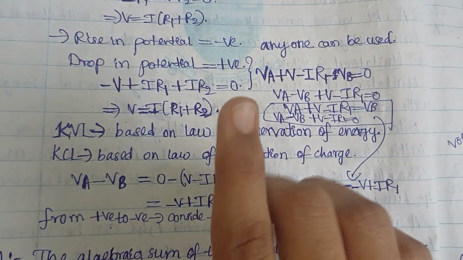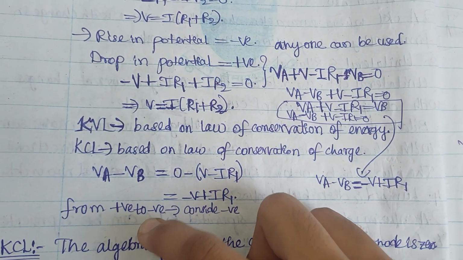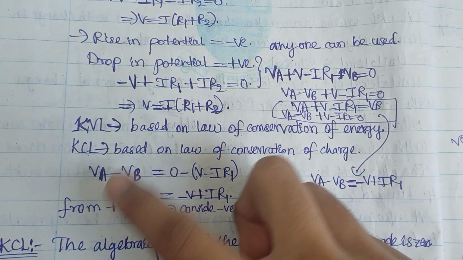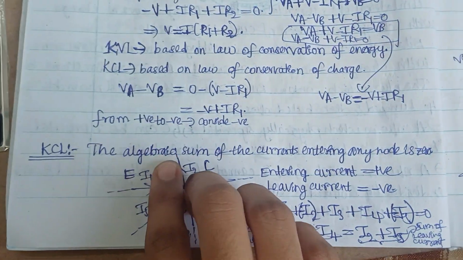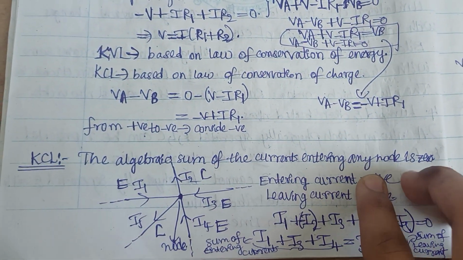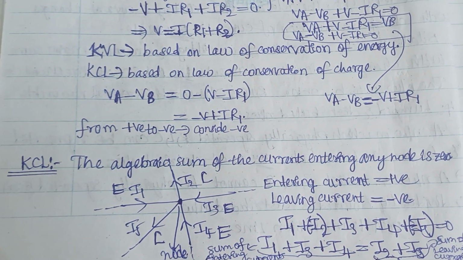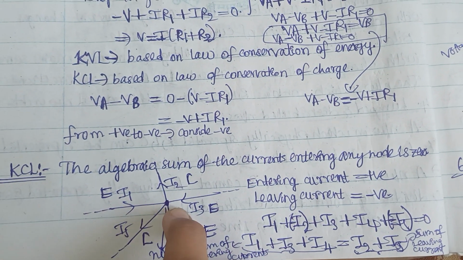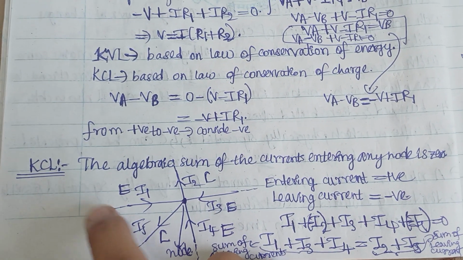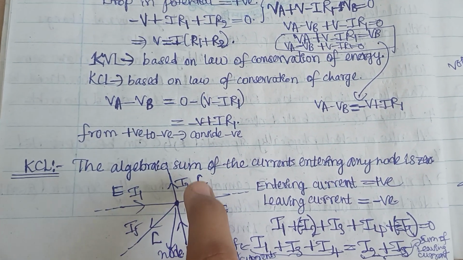And then KCL is based on the law of conservation of charge, and we take the current towards the junction to be positive and away from the junction to be negative. So KCL is nothing but the algebraic sum of the currents entering any node is 0. Entering current is said to be positive, and leaving current is said to be negative. If the arrow is directed towards that node, we say the current is entering, and if it is away from the node, we say the current is leaving.